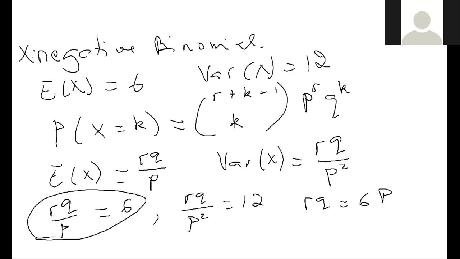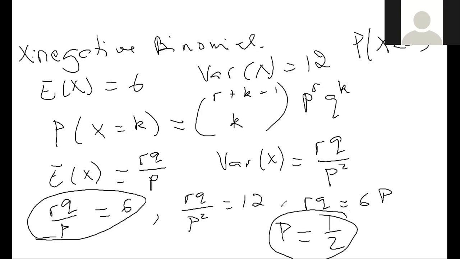Okay, that is how you can reason some of those problems. Now you have p, you can have q, and you can put it into the formula to find P of 0, P of 1, P of 2, because the question was to find P of X less than 3. So we can see that p equals one half by replacing it here.